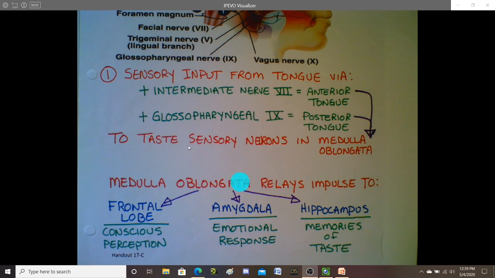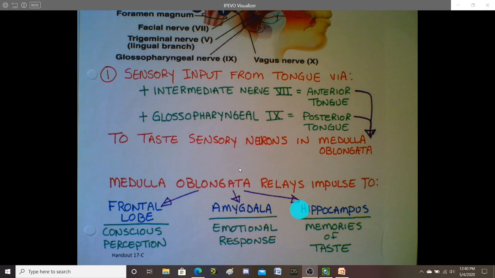We also move information to our amygdala. Remember, that's part of our brain that's going to be controlling emotional response. So you may really love a food and it invokes some emotional response. That's due to the medulla oblongata sending this information to your amygdala. Remember, it's part of the limbic system.